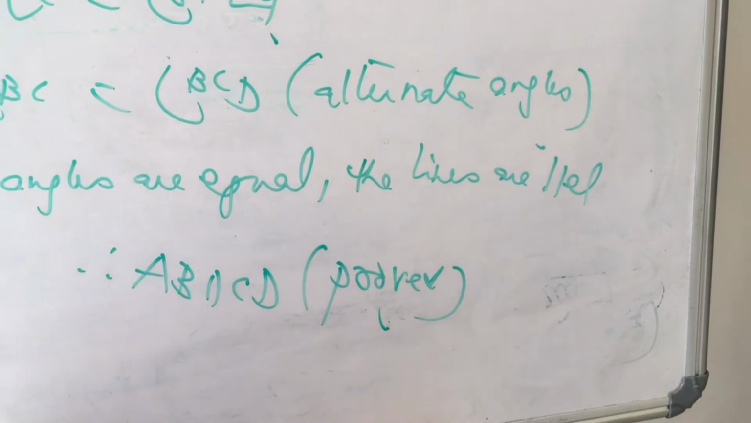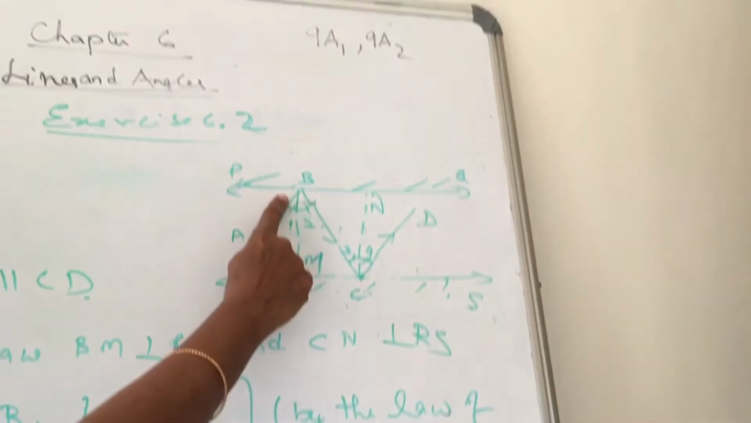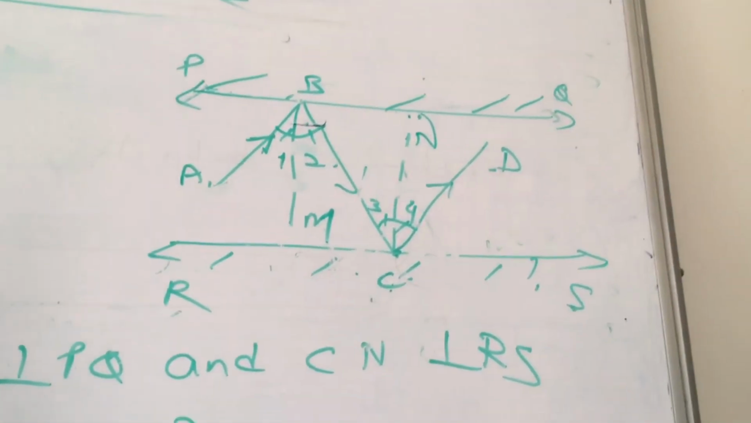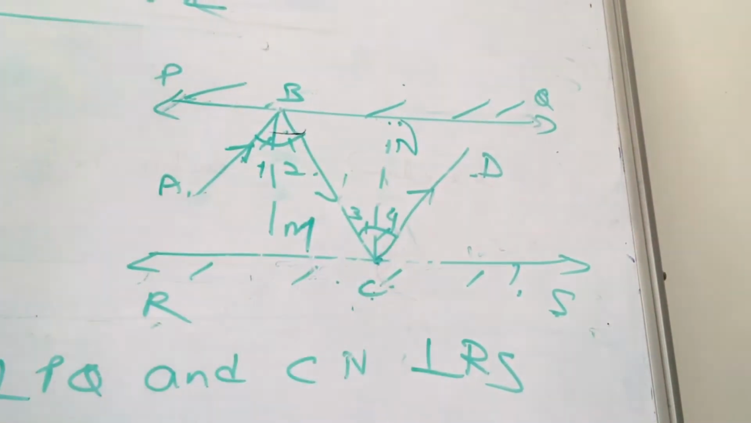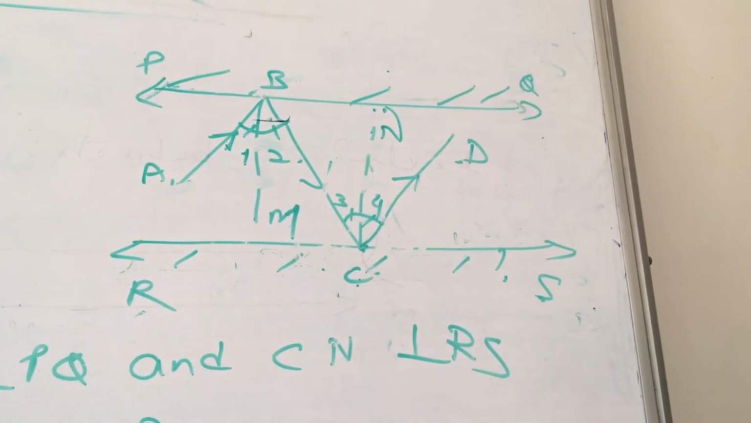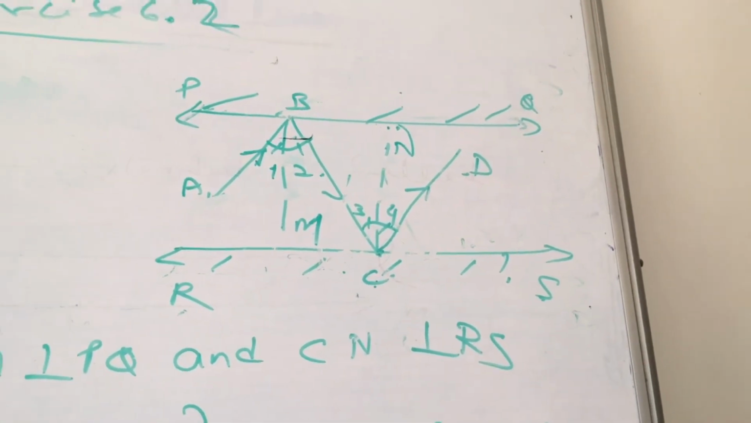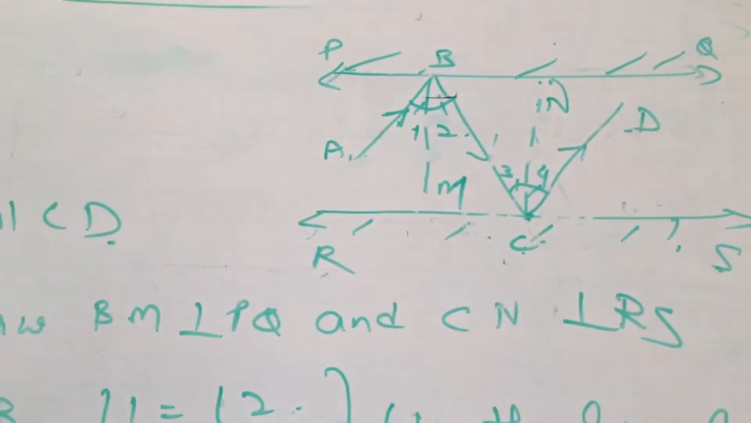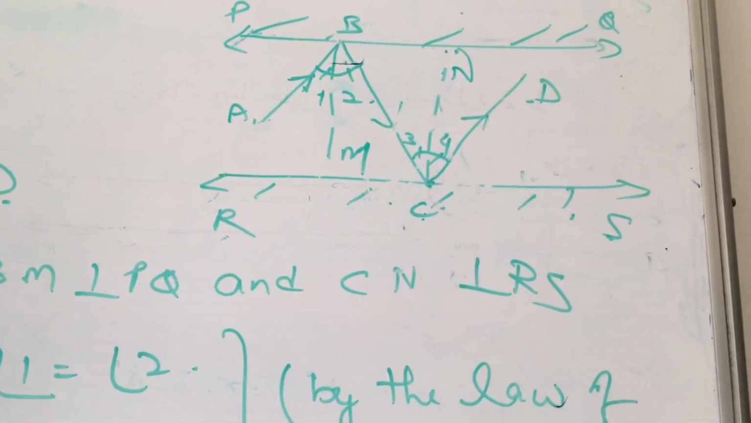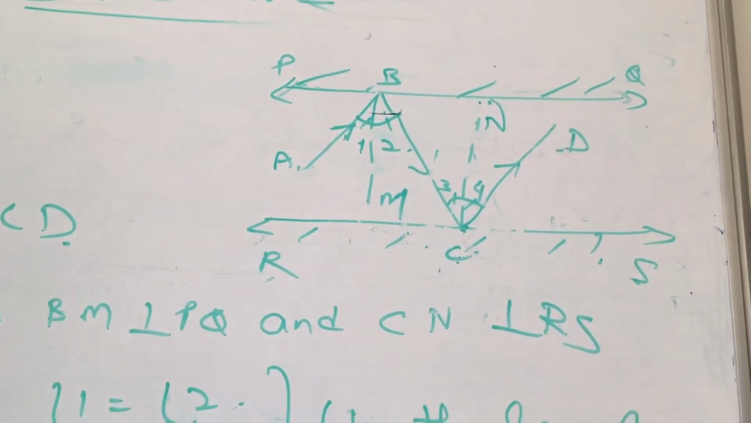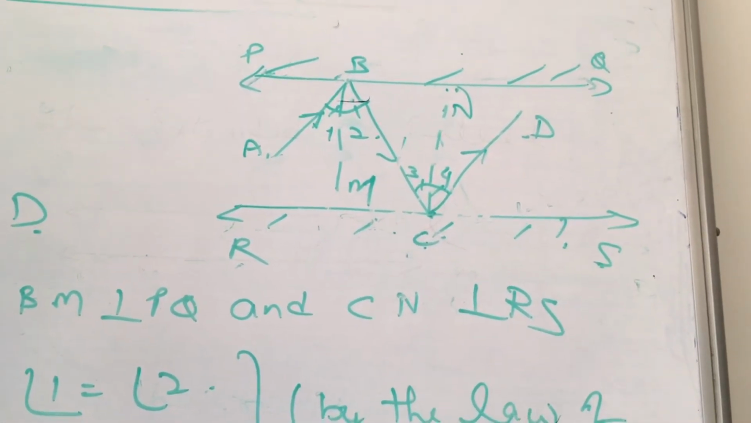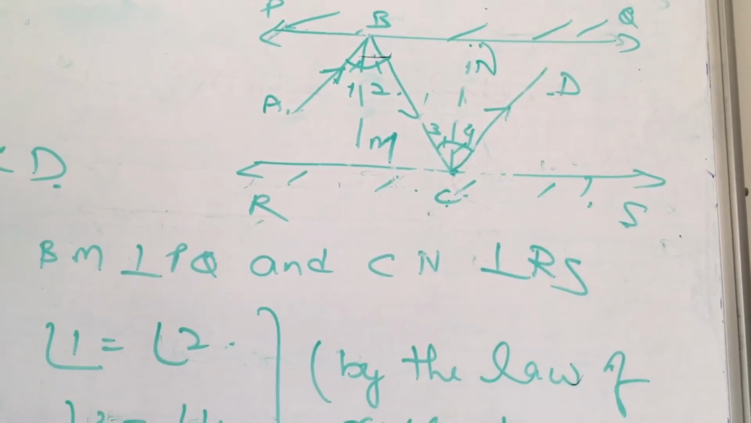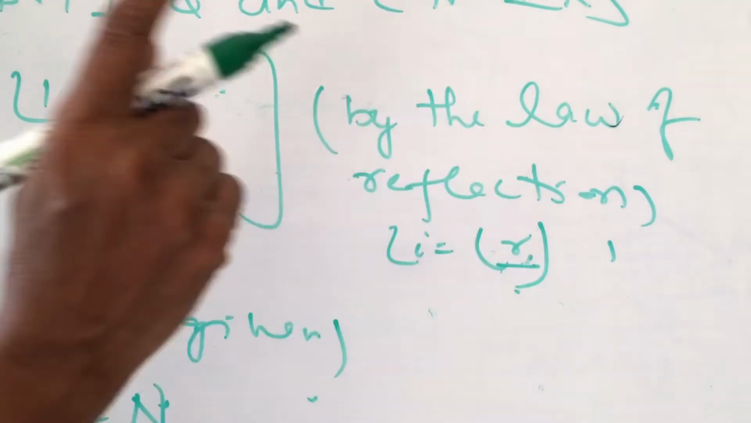I am repeating, girls. In the figure, PQ is parallel to RS and you have to prove that AB is parallel to CD. This question is based on the laws of reflection. Angle of incidence is equal to angle of reflection. Angle I is equal to angle R. Angle I means angle of incidence. Angle R is angle of reflection.